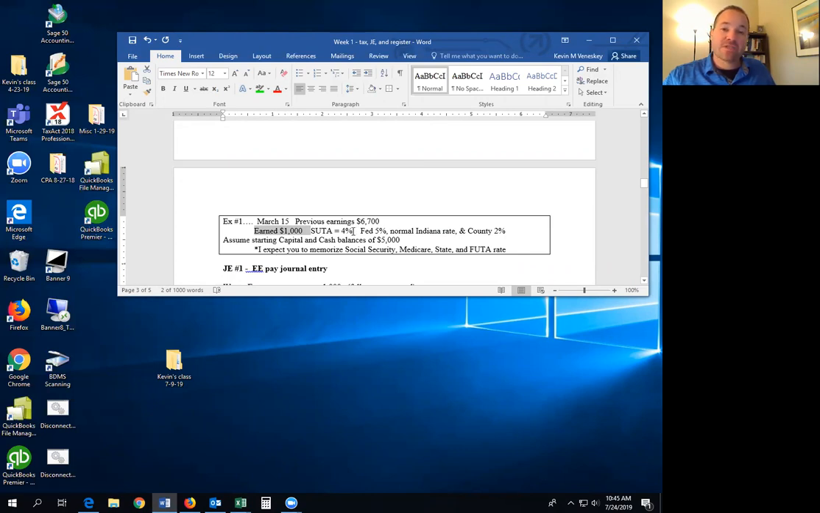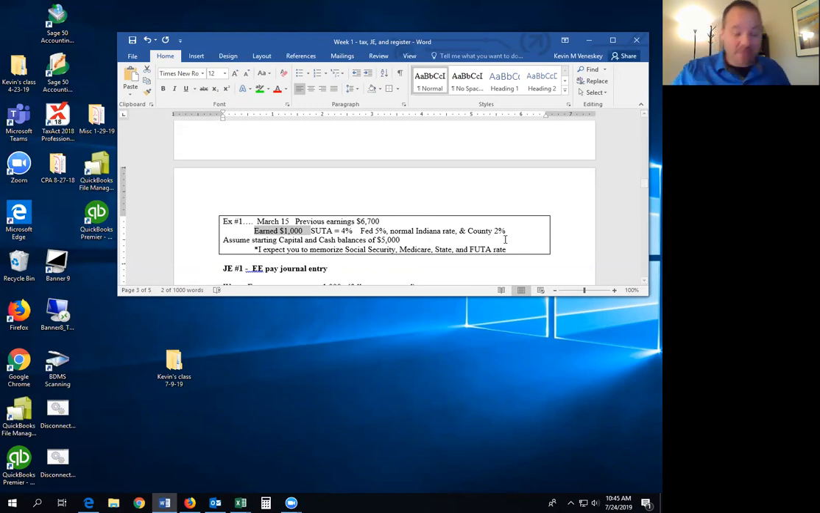I have to give you some of these, otherwise you wouldn't be able to know them. So I'm going to always give you the items that fluctuate per company. You're going to need to memorize the items that I have told you up above that you need to memorize. So I'm going to give you the SUTA rate, and for now I'm going to give you the federal rate because we haven't discussed how to actually get that yet. Indiana rate, I do expect you to know that, and then the county rate will always be different, so I will always give you that as well.